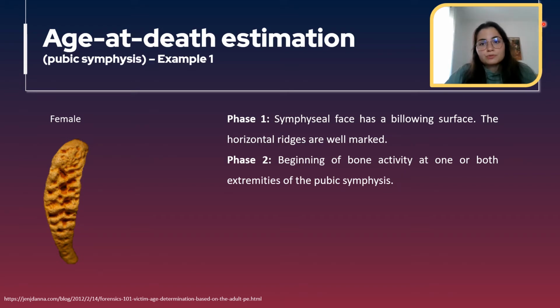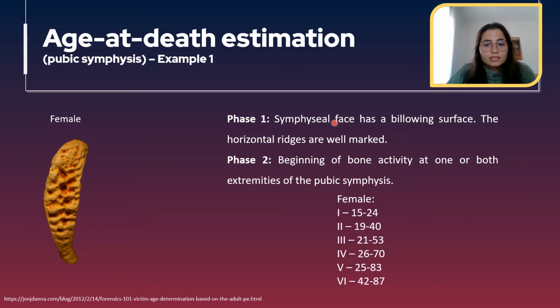In phase 2, the extremities of the pubic symphysis have some bone activity, and looking at this epiphysis, we can't see any bone activity in these extremities. So this means that this epiphysis corresponds to phase 1. Since it's a female individual, we have to look at the age ranges of the females, and that gives us a final age range of 15 to 24 years old.